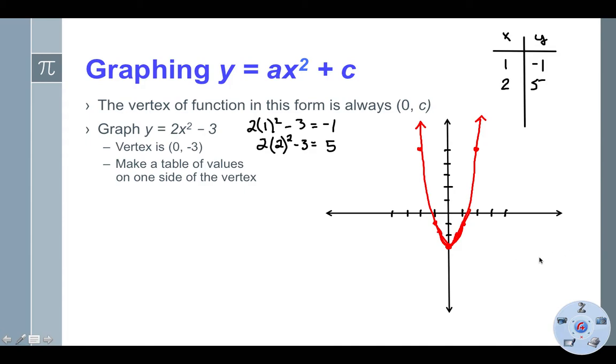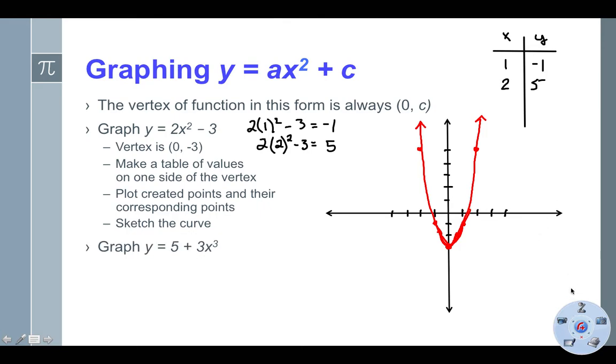I didn't mention what we were doing here on the side. So we were going to make a table. We're going to plot the created points, the ones that you calculated, and their corresponding points, which were their mirror images. And then you sketch the curve.